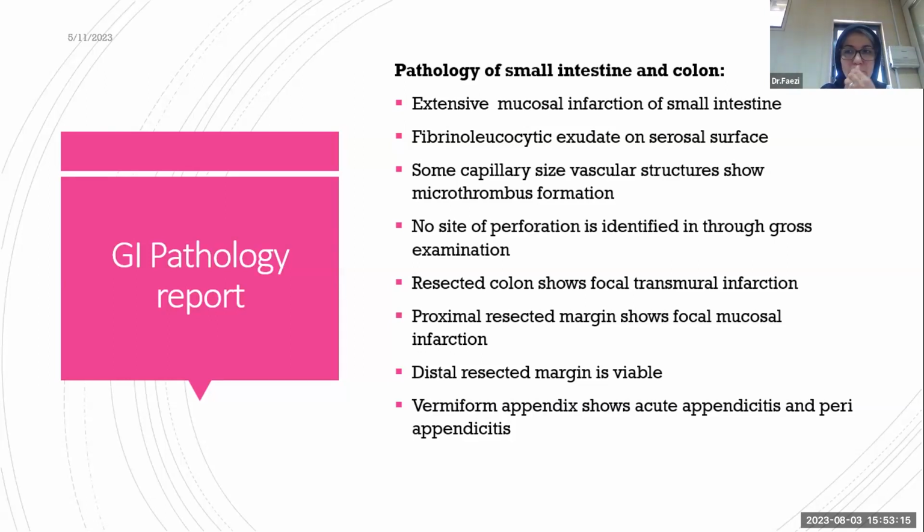The GI pathology report said extensive mucosal infarction of small intestine, fibrinolymphocytic exudate on the serosal surface. Some capillary-sized vascular structures show microthrombus formation. No site of perforation is identified on thorough gross examination. Resected colon shows focal transmural infarction. Proximal resected margin shows focal mucosal infarction. Distal resected margin is viable. Vermiform appendix shows active appendicitis and periappendicitis.